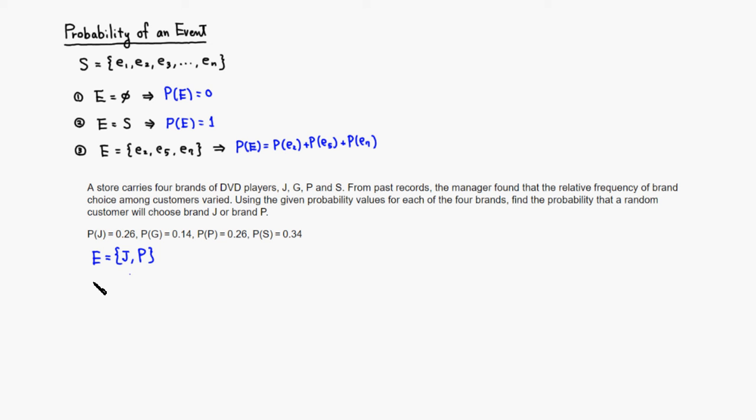All right, so if you want to find the probability of this particular event E, all you have to do is find the probability of choosing brand J and also the probability of choosing brand P. Brand J's probability is 0.26, and brand P is 0.26 as well. So this is going to be 0.52. So this is the probability of this particular event E.